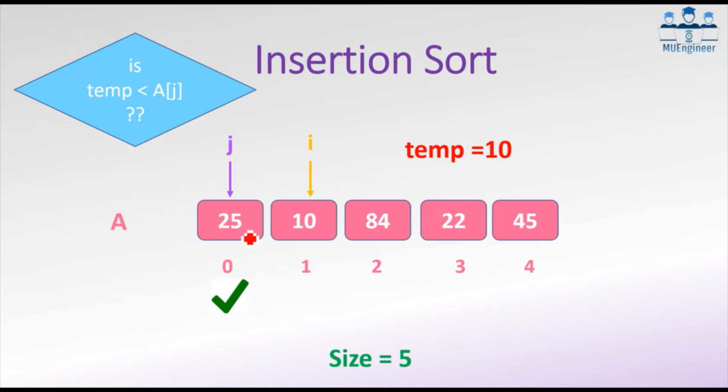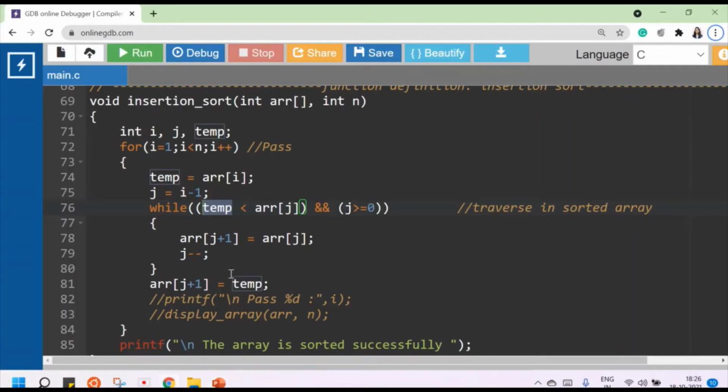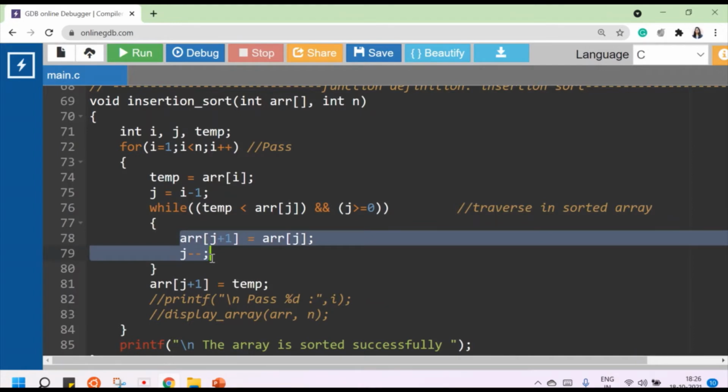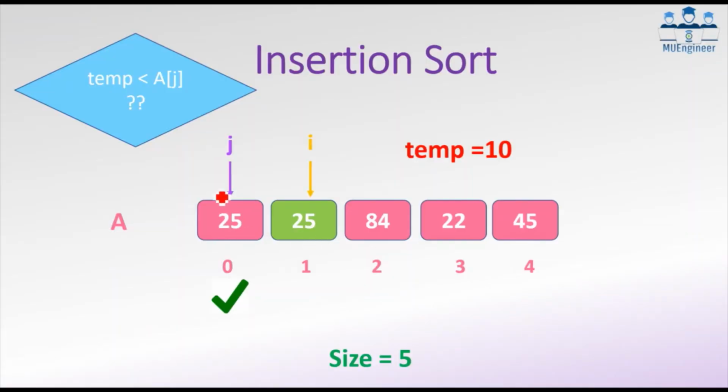So what are we supposed to do? We are supposed to shift 25 one position ahead. That means 25 is at location 0, and now we should be shifting it to location 1. Just check here. We are entering the while loop because the condition is true now. And what I'm doing is array of j plus 1 is equal to array of j. That means 25 is copied to the next position. But 25 is also there in the previous position as well.